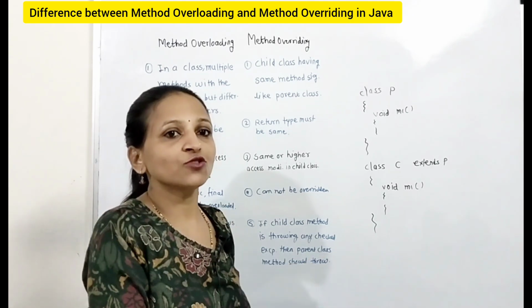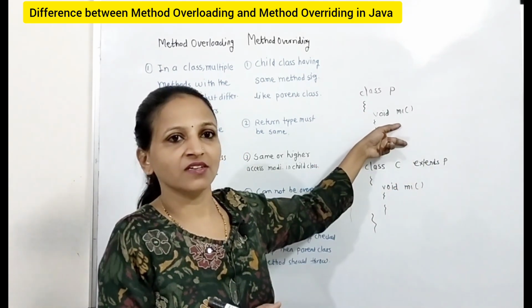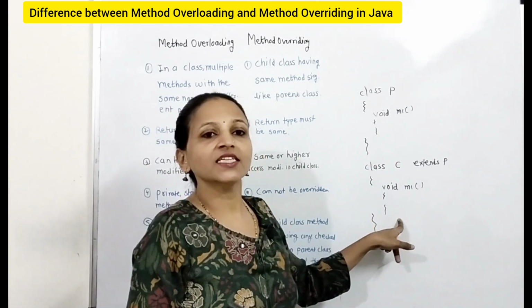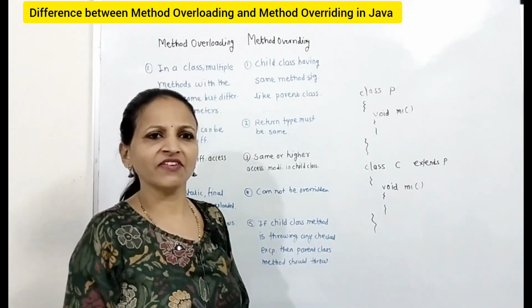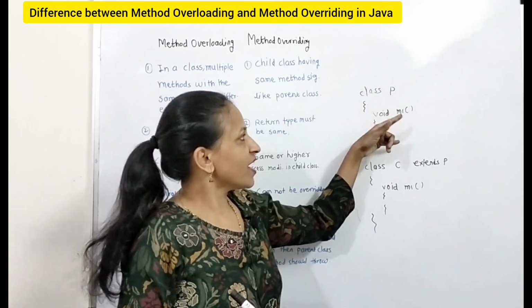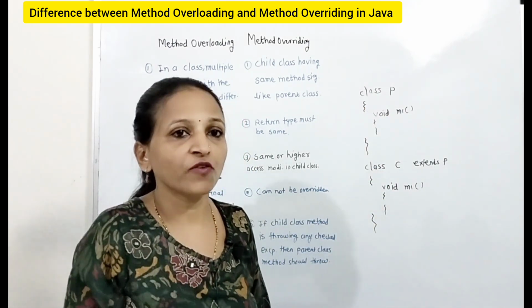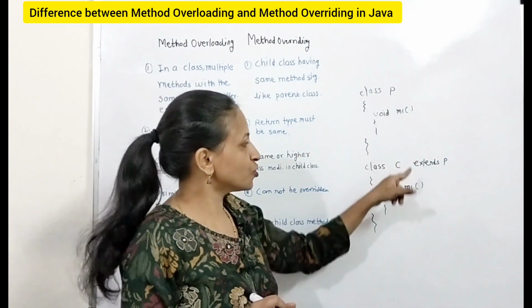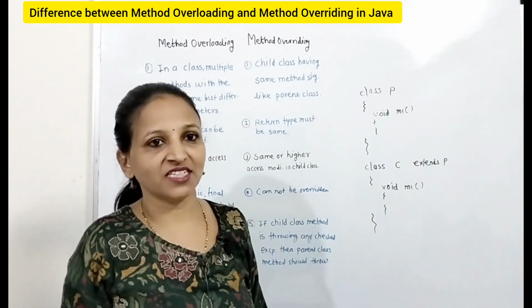Then inside that C2 class, if you are not defining this method again, then C2 will use this method. If you are redefining it inside that C class, the object will use this method. In this way, redefining a parent class method inside a child class is the concept of method overriding. Here the method signature should be matched, and the return type also should be matched.